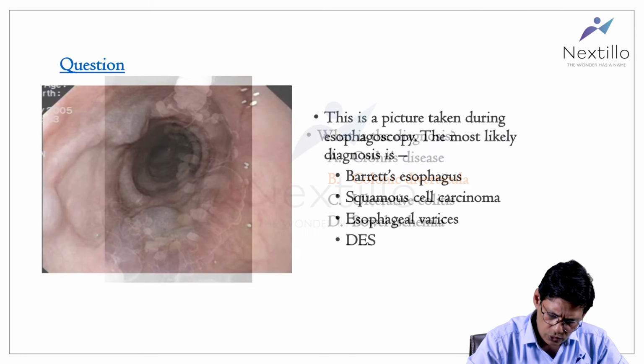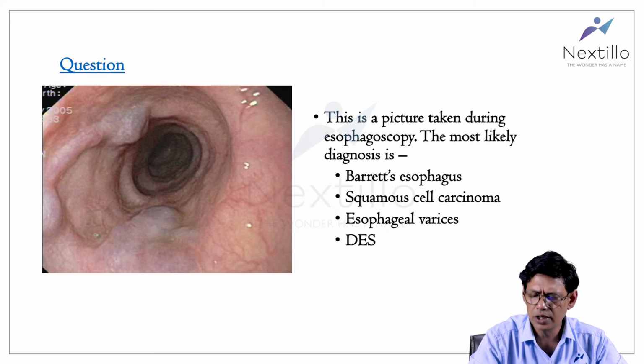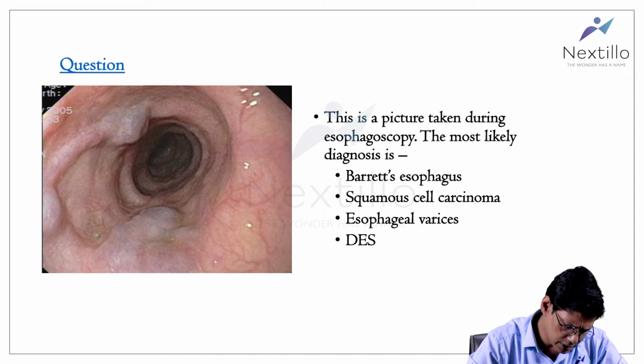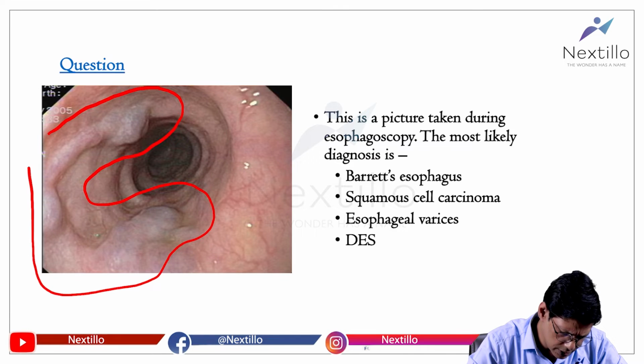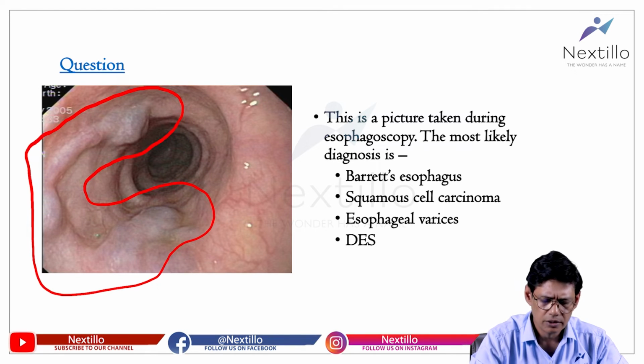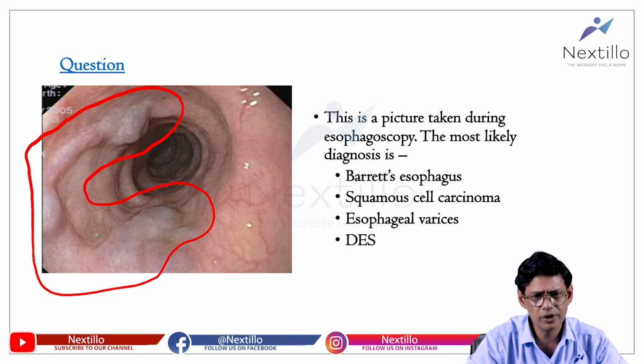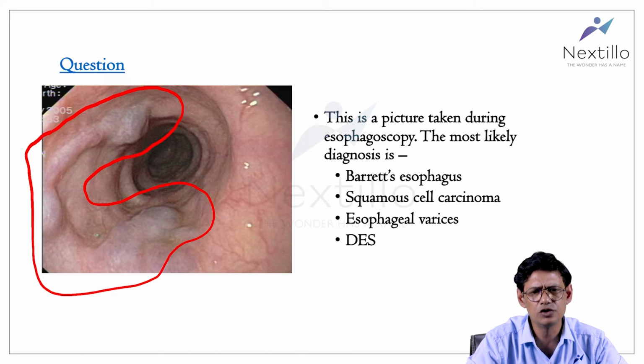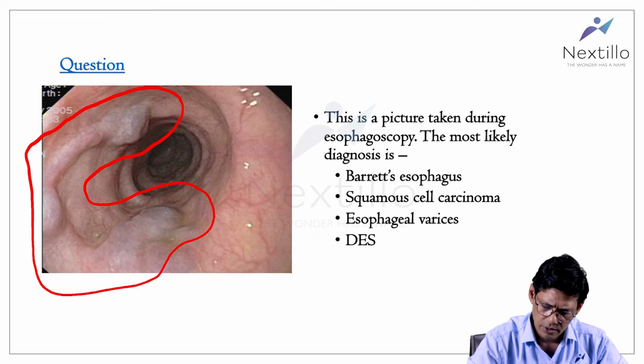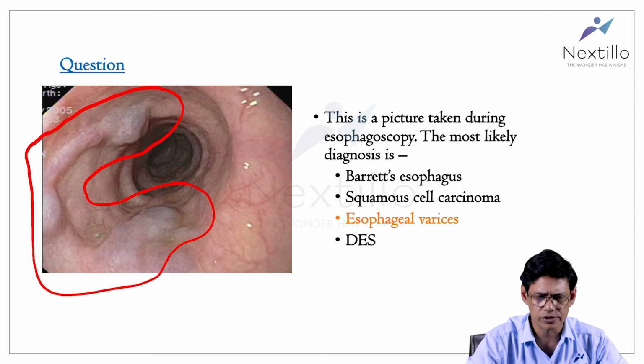The next picture over here, this picture was taken during esophagoscopy. What is the most likely diagnosis? Is it Barrett's esophagus or the squamous cell cancer, esophageal varices, or diffuse esophageal spasm? What we see here in this picture is that there is a swelling that is visible in the esophagus. This swelling that we can see is typically seen with the esophageal varices. This is a picture of esophageal varices.